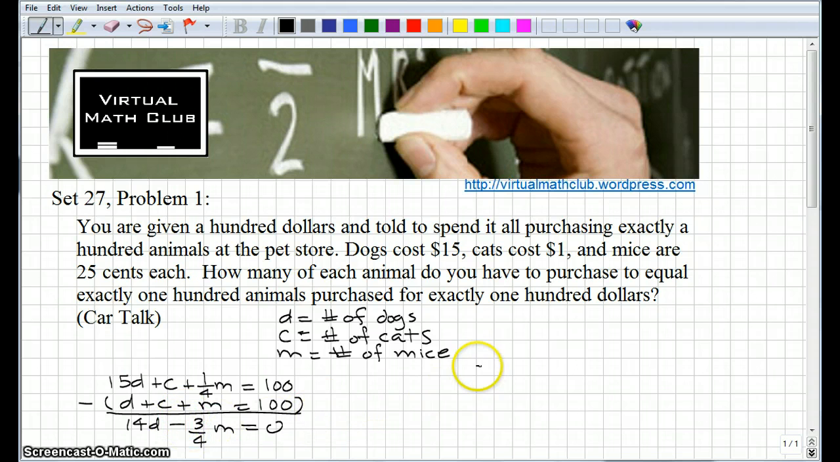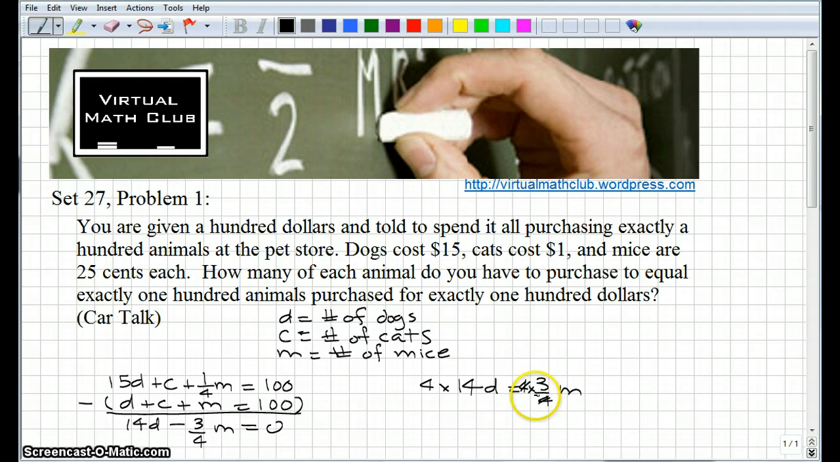We can rearrange this into 14D is equal to 3/4 M, okay? And I'm actually going to get rid of the fraction here, and I'm going to multiply both sides by 4, okay? And that way this just becomes 1. 4 over 4 becomes 1. And so we have 4 times 14D is equal to 3M, okay?